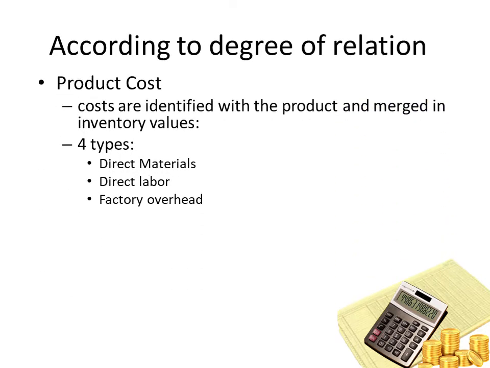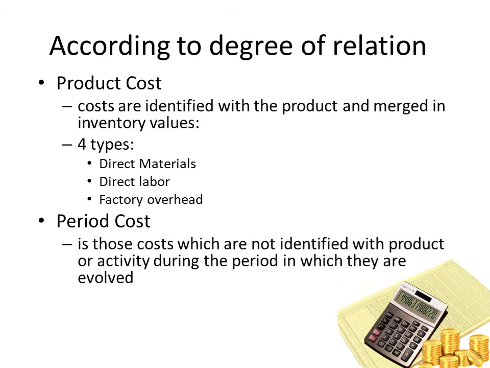Next, we also have the degree of relationship. So we have the product cost. Product costs are costs that are identified to the product and included in inventory value. So for example, the product costs are those that are related to our inventories. Meaning, these are not outright expenses in this period of time. Usually, the product costs involve our direct material, our direct labor, and factory overhead.